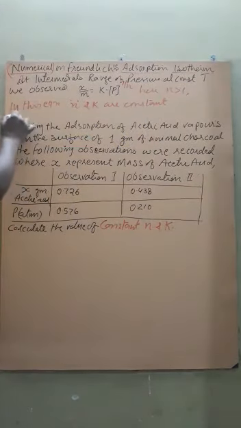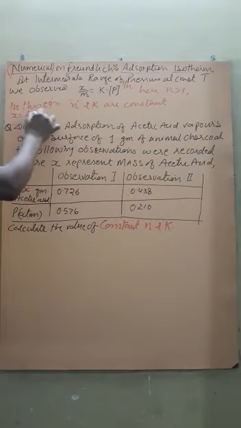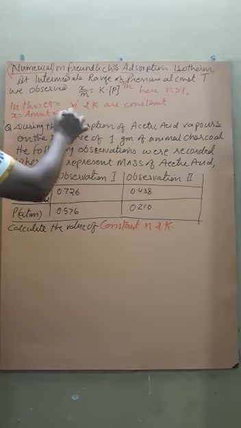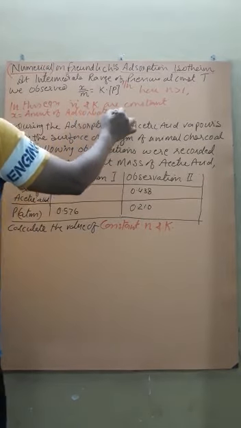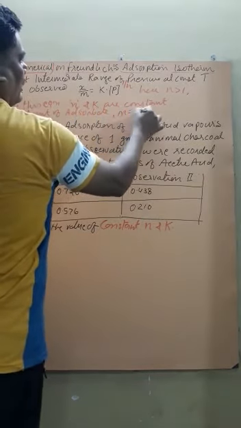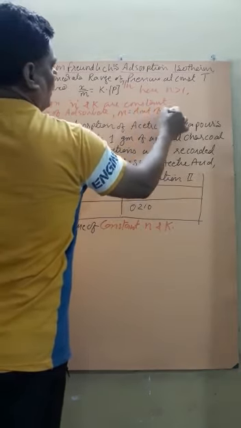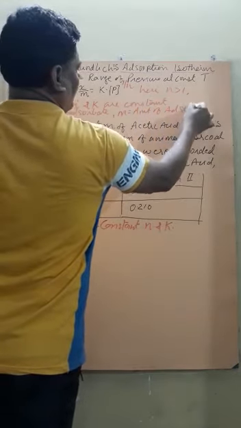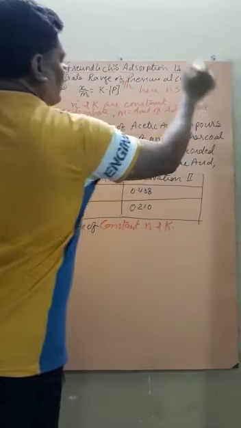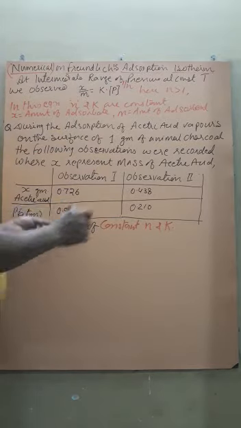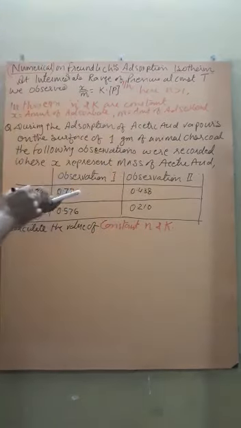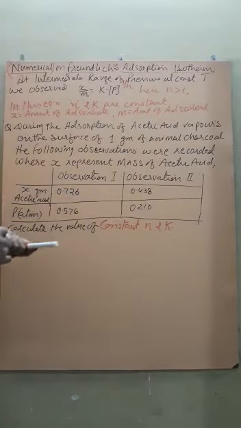X is what? Amount of adsorbate, and M is what? Amount of adsorbent. So, to check this equation, whether n and K are constant, we can find their values.